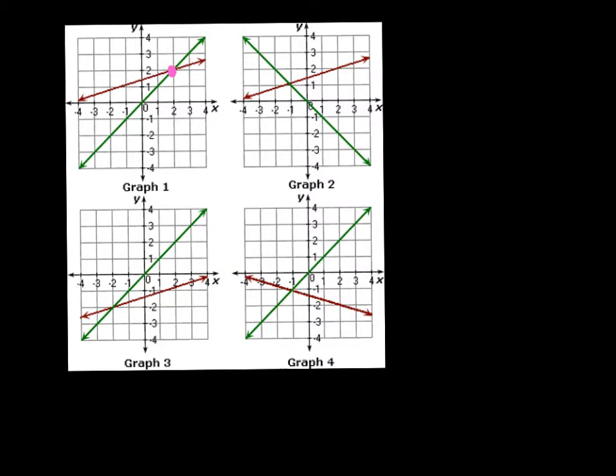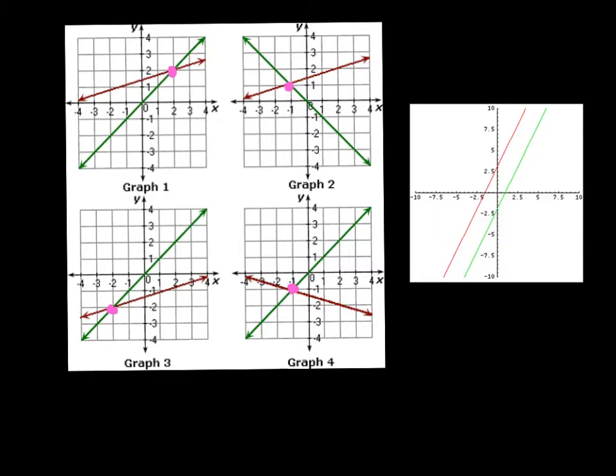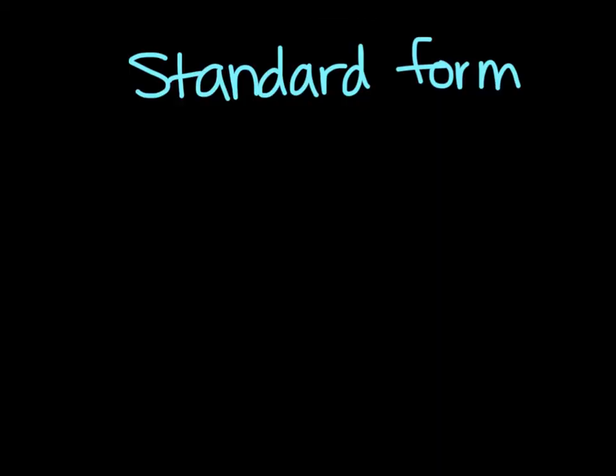In our second one, it's negative 1, 1. In our third graph, it's negative 2, negative 2. And in our fourth graph, it's negative 1, negative 1. All four of these graphs have a red and a green line that intersect at one point. If we saw this graph, we would see that the lines are parallel, so they will never cross, and therefore we have no solutions.